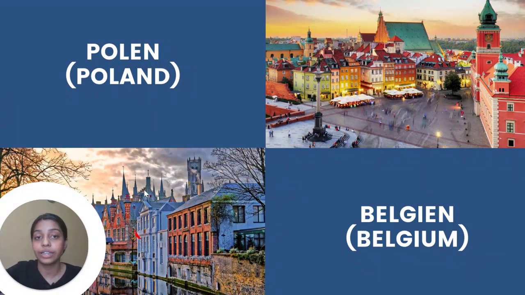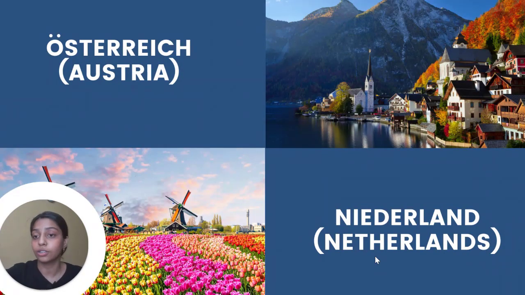Now, next country that we have here is Poland. Poland in German is called Polen. Next that we have is Belgium. Belgium in German is called Belgien. Poland, Belgien. Next is Austria. Austria in German is called Österreich. Next that we have here is Netherlands. Netherlands in German is called Niederlande.